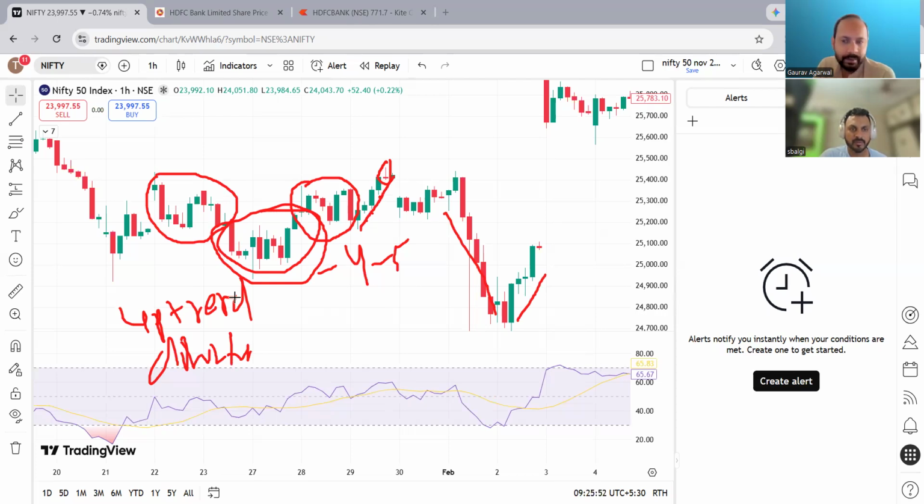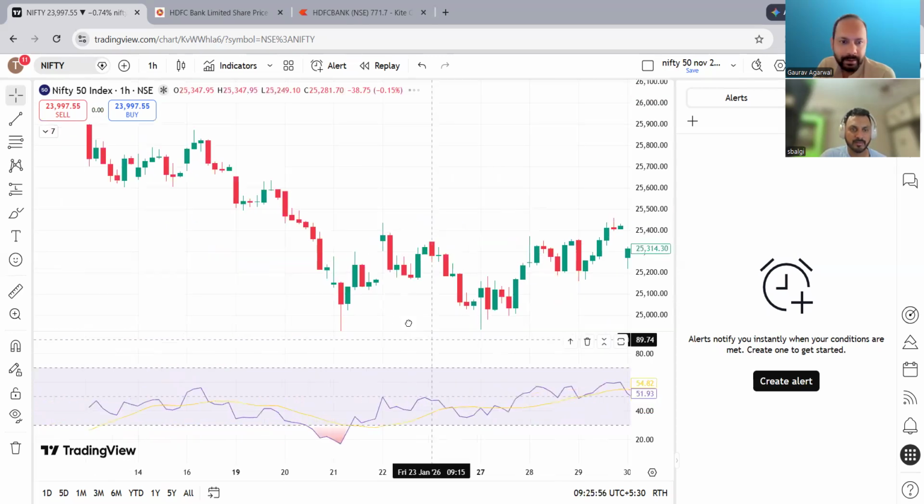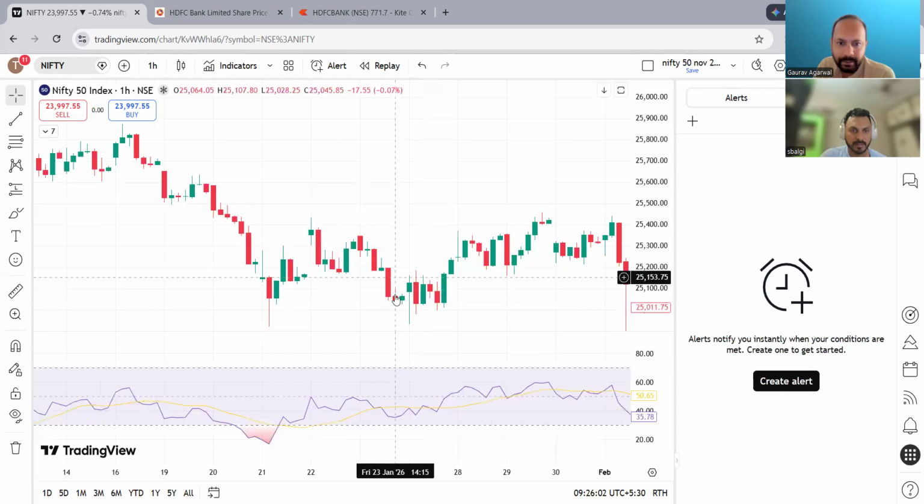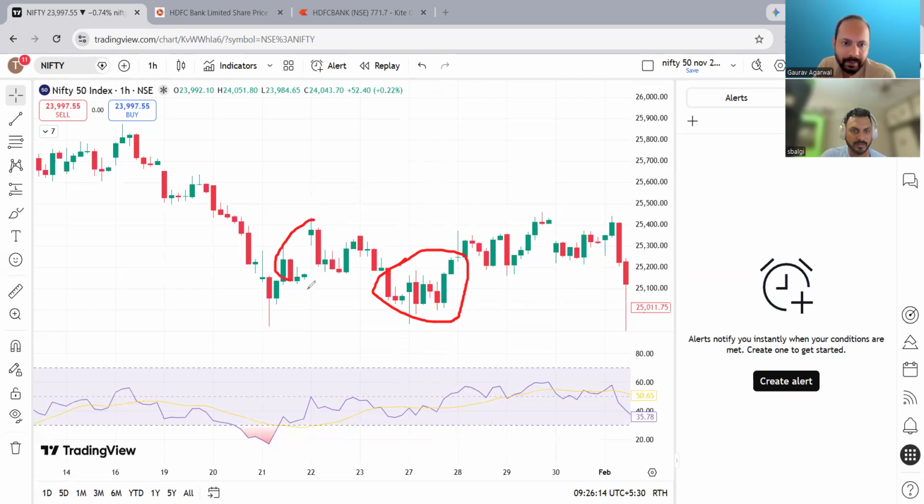Okay, if you go a little to the left of where you had marked it, further left, 4, 5. There are two hammers here, and next to it, they are in green. So are they hammers? Yes, yes, because there was a downtrend, right? Hammers are there, yes.